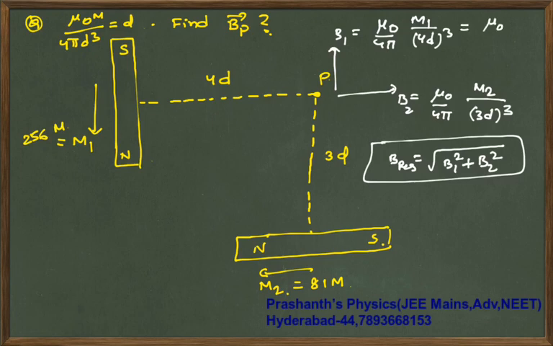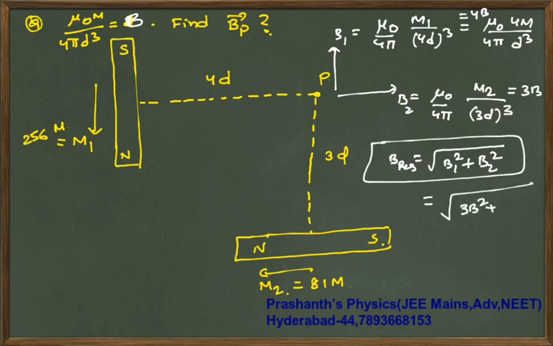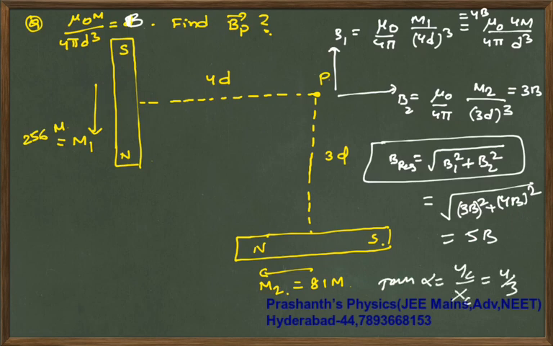So you are going to get this as mu naught m by 4 pi d cube times 4, that is equal to 4B. It is B, not d, it is B. And this will become 3B. Your resultant is under root, because they are at an angle of 90 degrees, 3B whole square plus 4B whole square, that will give you 5B. Your tan alpha is equal to y component by x component, that will give you 4 by 3, that is equal to 53 degrees.